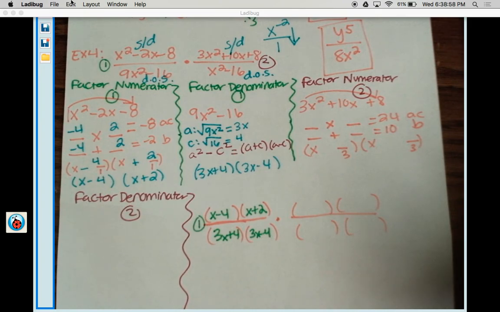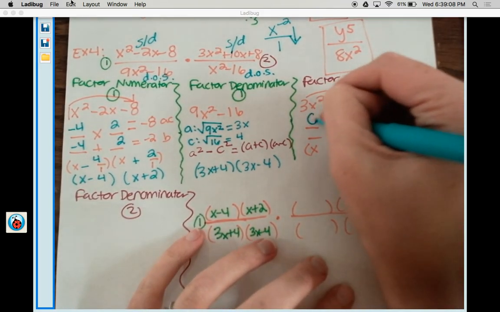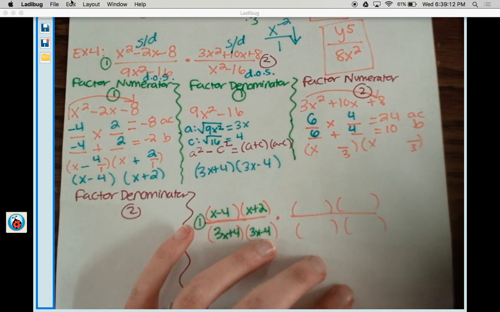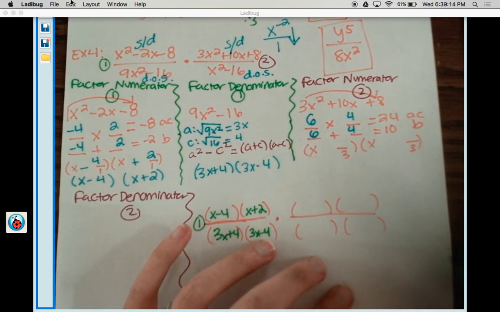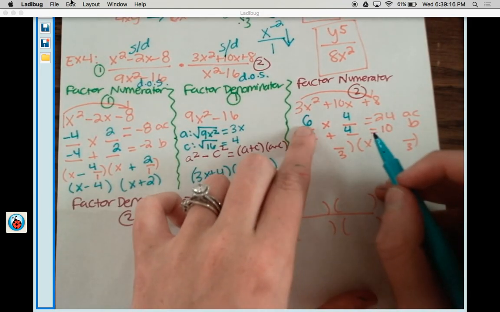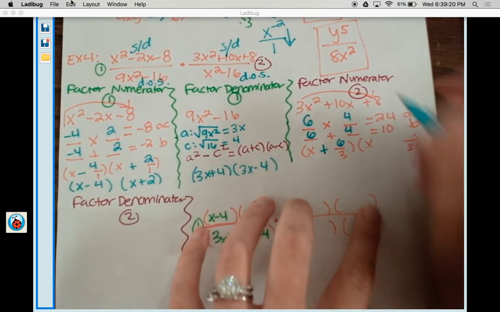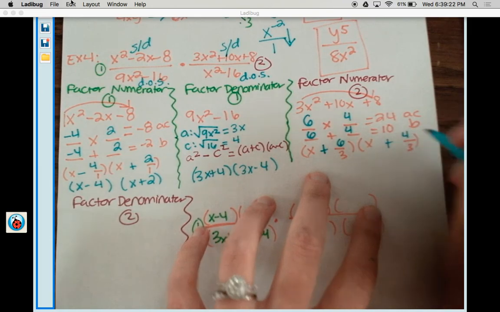Let's see. I figured it out. Sorry, guys, it took me a second. I'm sure you already knew what it was. 6 and 4. Bam. So 6 and 4 multiply to be 24 and add to be 10. This is a positive 6, so in here I'm going to put plus 6. And this is a positive 4, so in here I'm going to put plus 4.